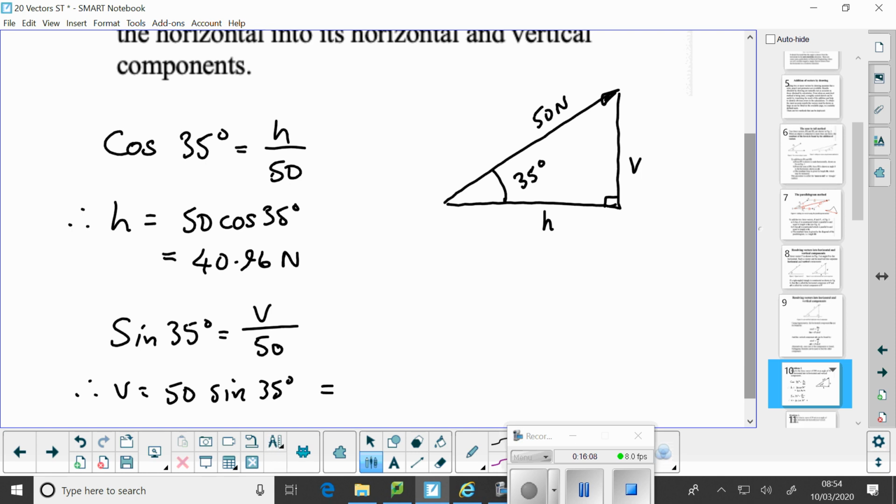Fifty sine 35, which is... so that 50 newtons at 35 degrees is made up from a horizontal force of 40.96 and a vertical force of 28.67.